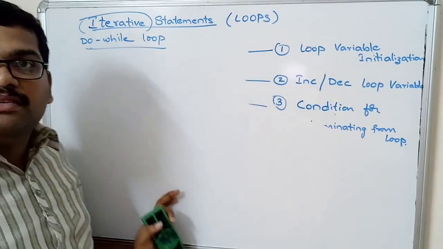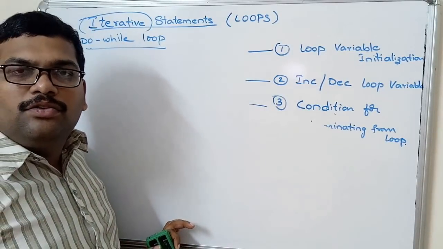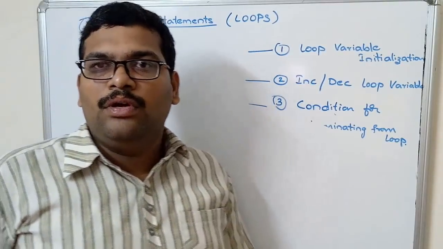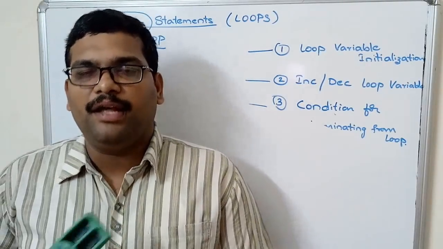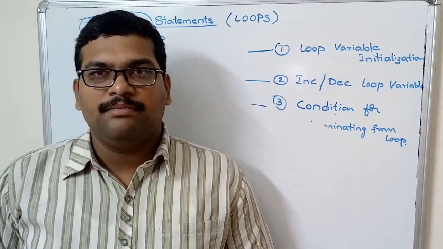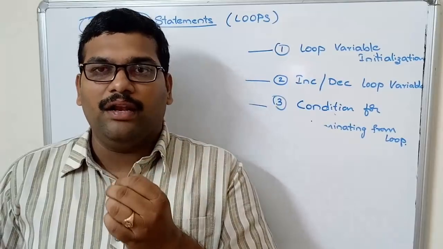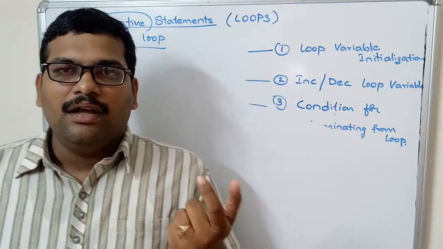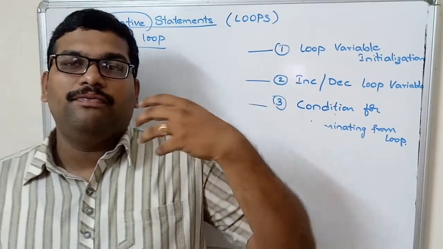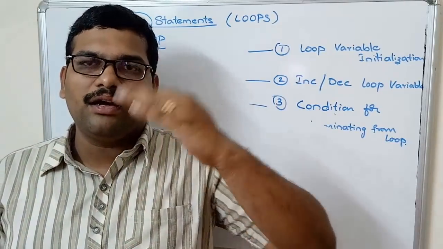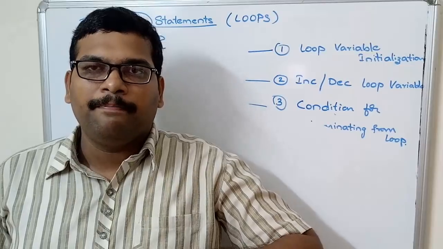The second loop is the do while loop. This is also similar to the while loop. Here also the iterations will be done until the condition becomes false. There is a slight difference between while and do while. So what is the difference? In the while loop, first the condition will be checked, and if the condition is true, then only the control will enter into the block.